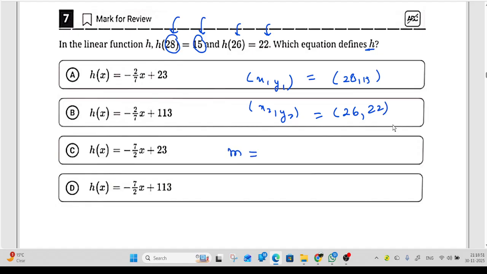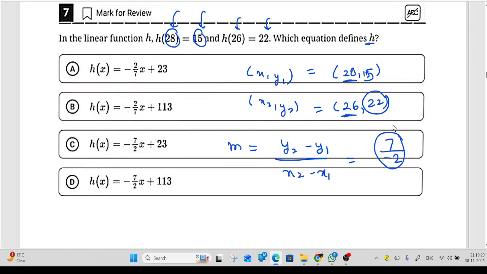We know we can find the slope if we are given two coordinates, which is y2 minus y1 over x2 minus x1. So y2 is 22 minus y1 is 15, so 22 minus 15 is 7. x2 is 26, x1 is 28, so 26 minus 28 is negative 2. So negative 7 over 2 is my slope. If you see, these two options are wrong because their slope is negative 2 over 7, but my slope is negative 7 over 2, right?